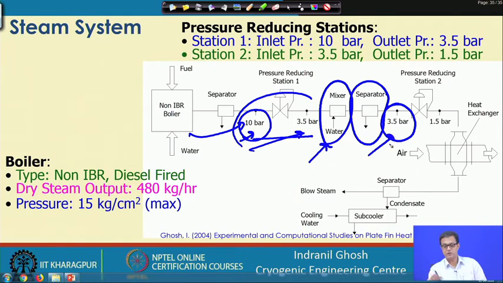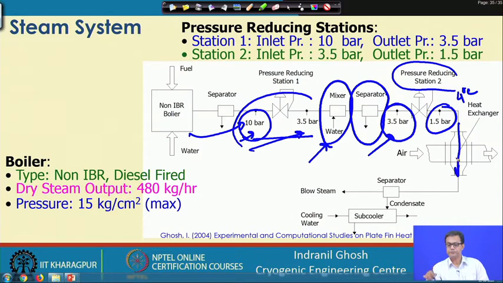Once we have this saturated steam at 3.5 bar, we reduce it to 1.5 bar, and with this degree of superheat of about 4 degree centigrade, we send it through this heat exchanger. So, when it comes out from this exchanger, this 4 degree centigrade superheat will be lost, and along with that there will be condensation of the steam. So, mostly we can assume this will be prevailing at a temperature of Ts, corresponding to the saturation temperature at the saturation pressure of 1.5 bar.